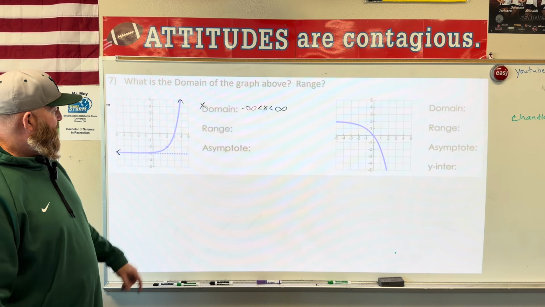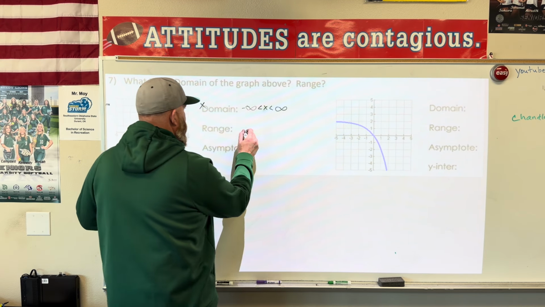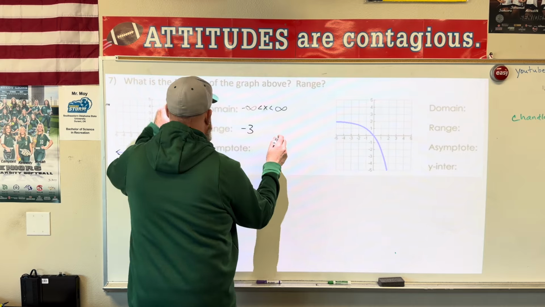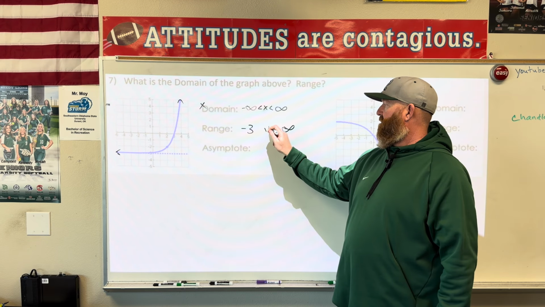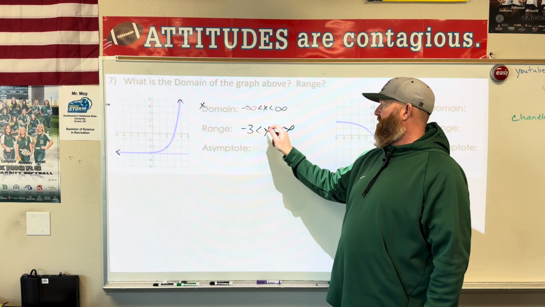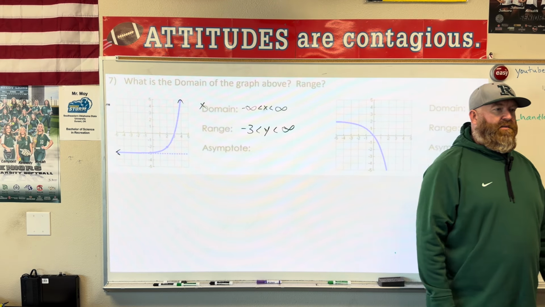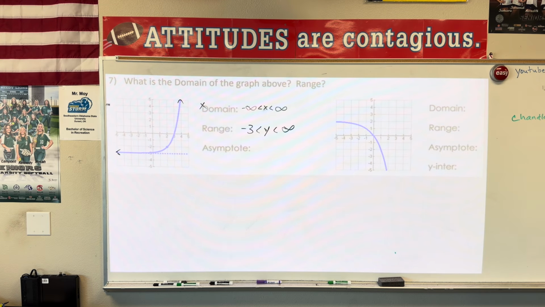What is it? What's the bottom number? -3. It's okay. -3. Is there a top? No. So infinite. What letter is range? Y. And then I just put my little arrows. Remember, the asymptote is going to be the bottom of your range or the top of your range, depending on how it's written. Everybody good?